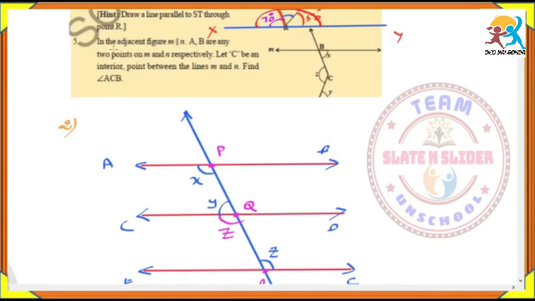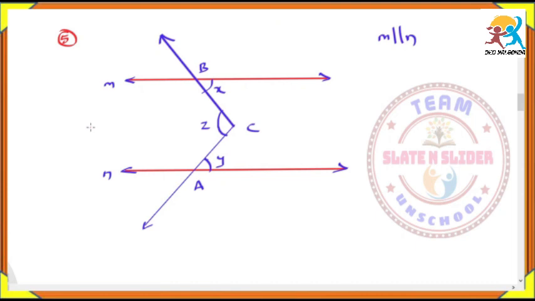Observe the fifth. In the adjacent figure, M is parallel to N. Observe this figure. In this we have to find out angle ACB. Angle ACB is angle Z. Here X is given, Y is given, we have to find out Z. Actually, here we have to find the relation between X, Y and Z.